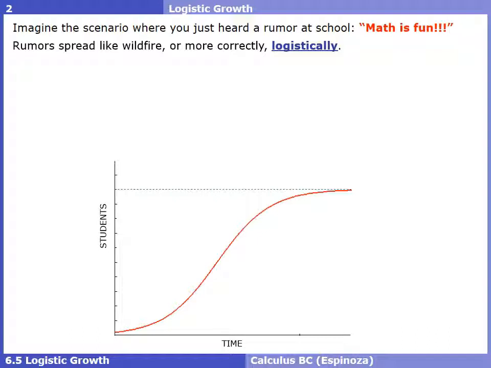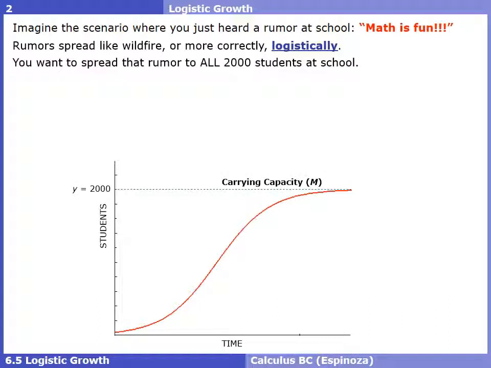This is a logistic growth graph where I'm plotting the number of students that know the rumor on our y-axis and the time it takes to hear that rumor on our x-axis. So we want to spread the rumor to all 2,000 students at our school. So that is our carrying capacity. No more than 2,000 students can hear this rumor, so that's the most that this graph could ever hope to reach.